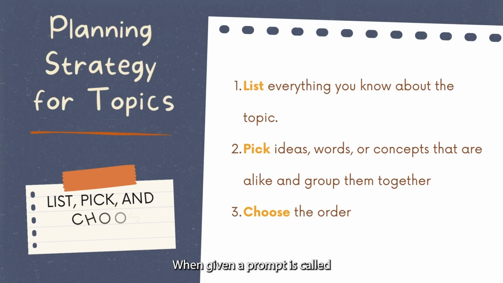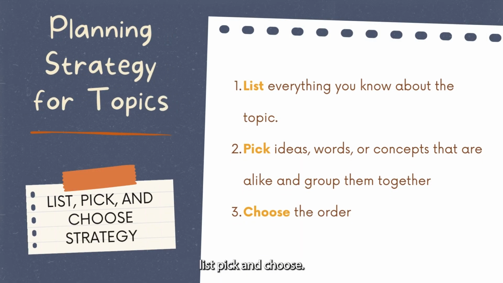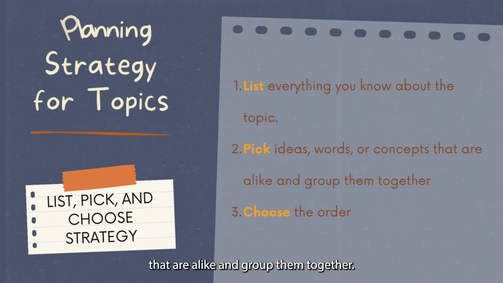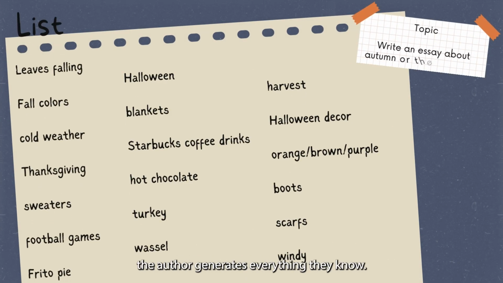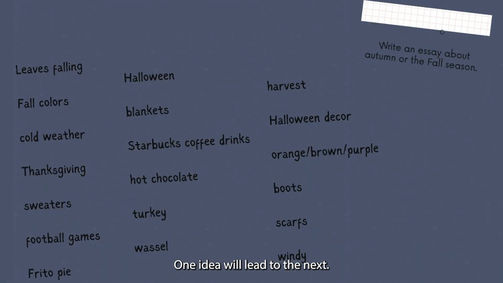The strategy to teach students when given a topic is called list, pick, and choose. This is an empowering writer strategy. List everything they know about the topic, pick ideas, words, or concepts that are alike and group them together. If the topic was about the fall season, the author generates everything they know, anything that comes to mind in no particular order. One idea will lead to the next.